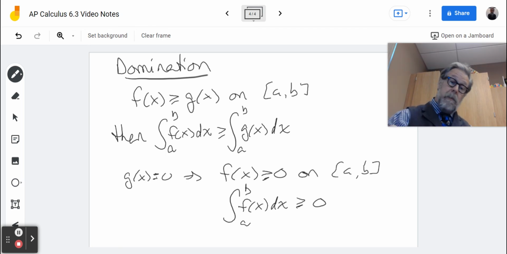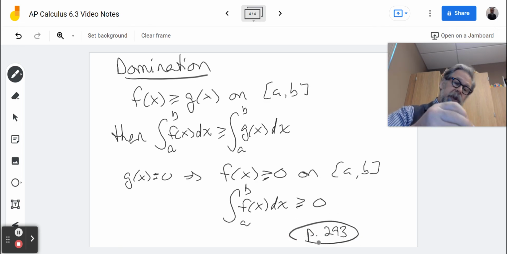If you are in my class, you can turn to page 293 in your textbook, and you'll see a table listing all these properties. And we'll be back with some examples of how we use them.